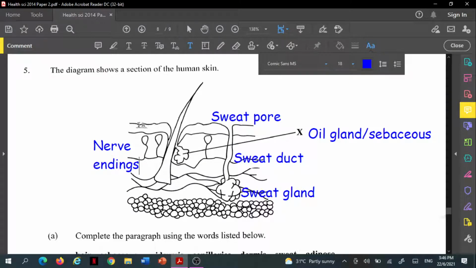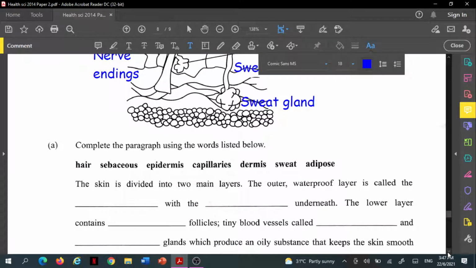The uppermost surface of the skin is called the epidermis. Then you have a dermis, and then you have the subcutaneous layer, or the adipose tissue, which is a fat layer below the surface of the skin. All right, and so right here now, part A, complete the paragraph using the words listed below. And so you have sebaceous, epidermis, capillaries, dermis, sweat, adipose. And so the skin is divided into two main layers. The outer waterproof layer is called the epidermis, and then the dermis would be in the middle portion. So this will be epidermis right here.